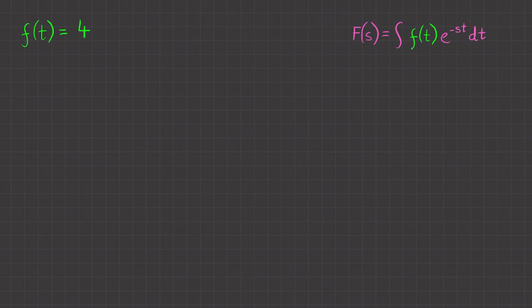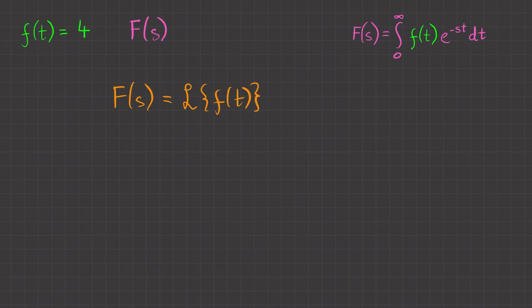We have on the left here the function of time equals 4, and we want to change this into the s domain. In the top right here, you can see the Laplace transformation, which is f of s equals the integral between infinity and 0 of the function of time, which in this case is 4, multiplied by the exponential to the minus st, all with respect to t. So the function of s is the Laplace transform of the function of t. So therefore for this, the function of s is the Laplace transform of 4.